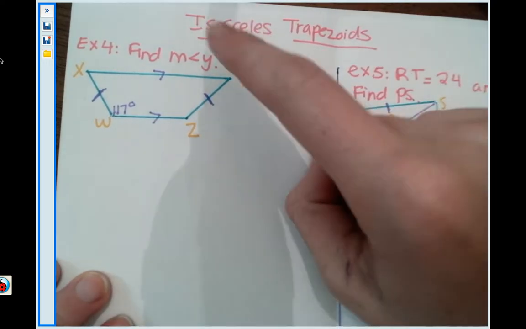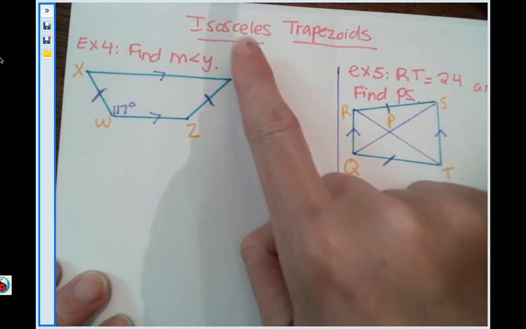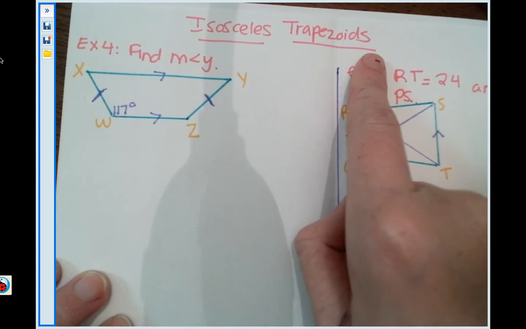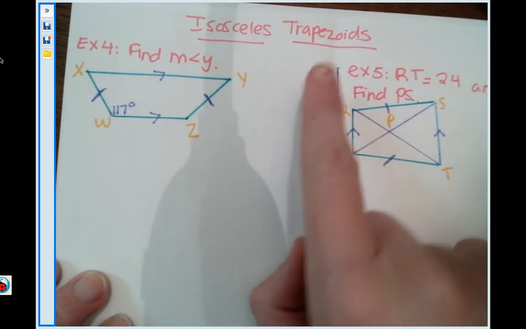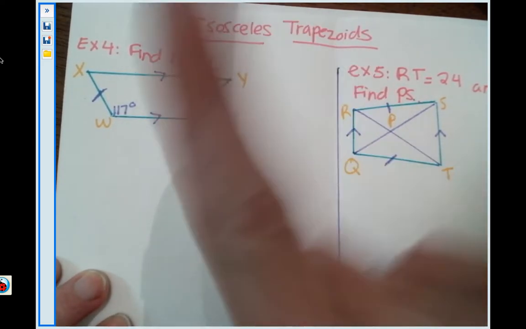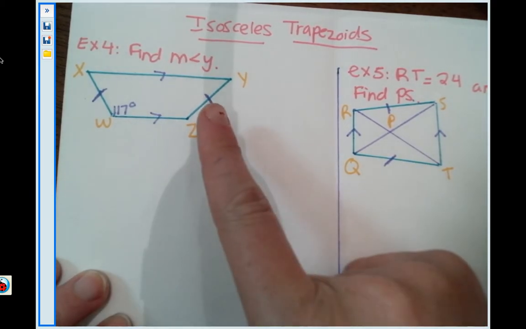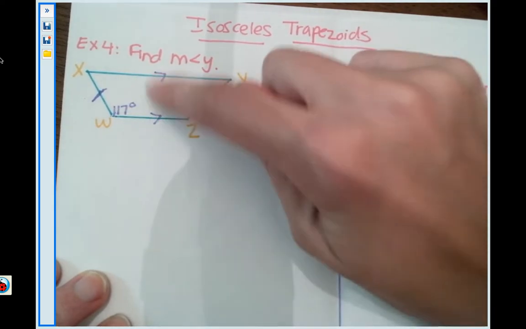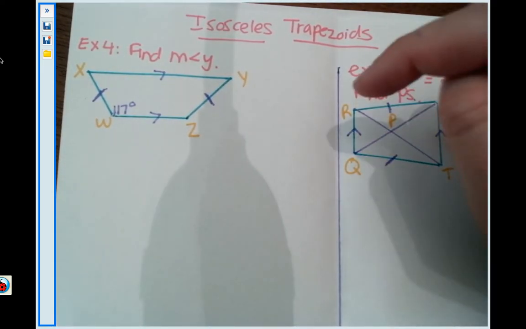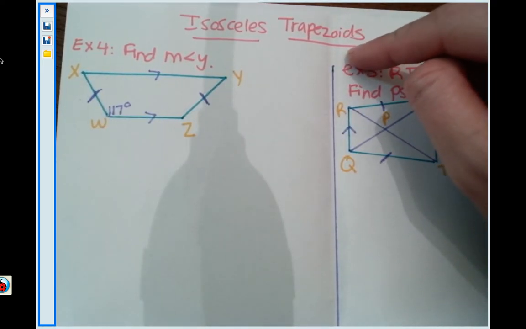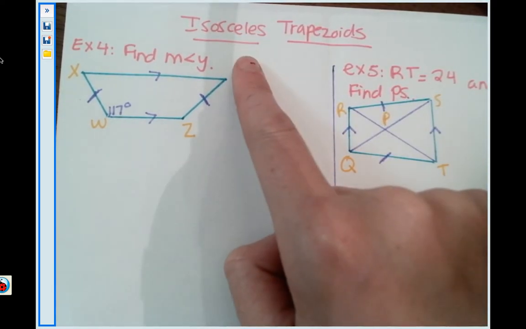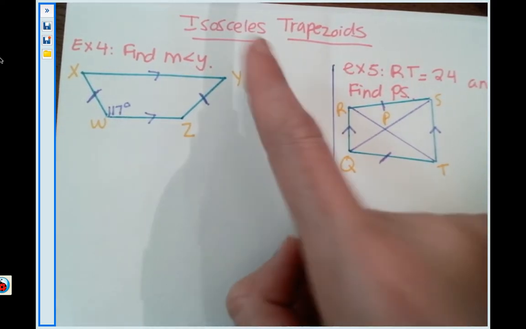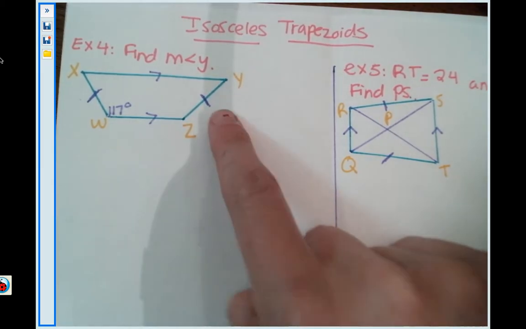And we are going to be now doing some awesome problems on isosceles trapezoids, which, remember, a trapezoid is a quadrilateral that contains just one pair of parallel sides. So this one is a quadrilateral and it contains one pair of parallel sides, which makes it a trapezoid. Now, what makes it an isosceles trapezoid is the fact that it has two congruent sides.